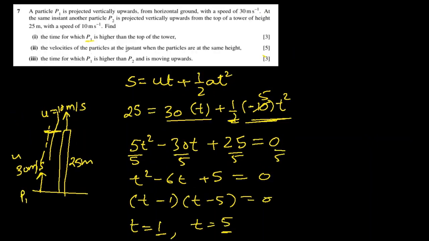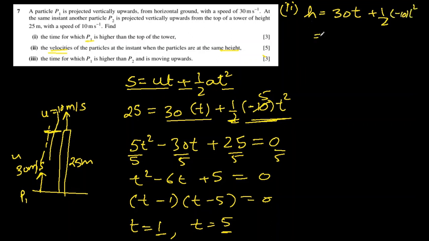The velocities of the particles at the instant when the particles are at the same height. Okay, we'll need some thought on this. So they are saying velocities and same height. Let's take the hint from same height. So for height, let's use the same formula again. This time let's say h is the height when they are at the same height. H equal to, for P1 first, 30t, again we want to know the time, plus half times minus 10 t square.